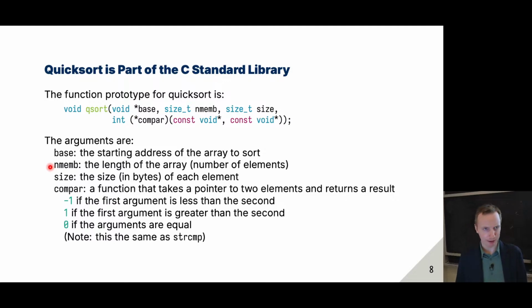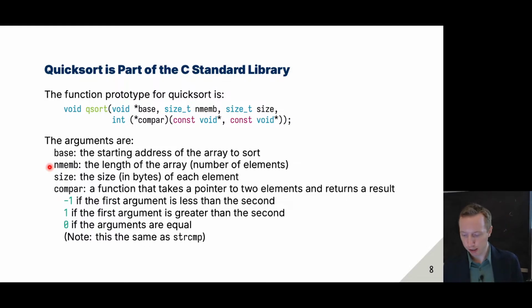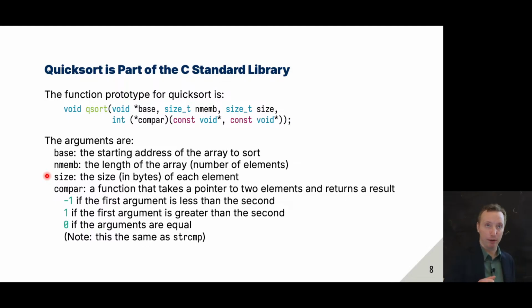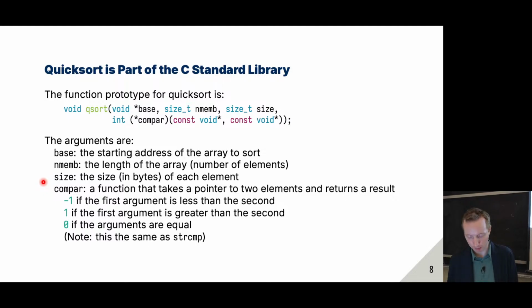So it's supposed to be the number of members in the array, aka it's supposed to be the length of the array or number of elements. They like using the word member instead of elements, so I don't know why. Then the third parameter is size, which is the size in bytes of each element. So that's where you can just go ahead and use sizeof, because you have to tell it exactly how the memory is laid out.